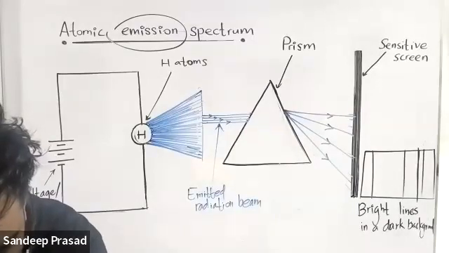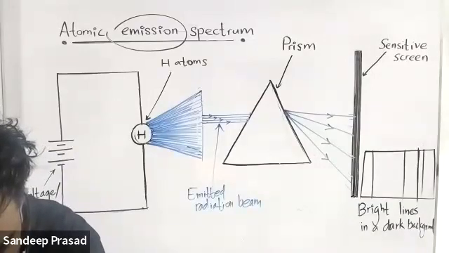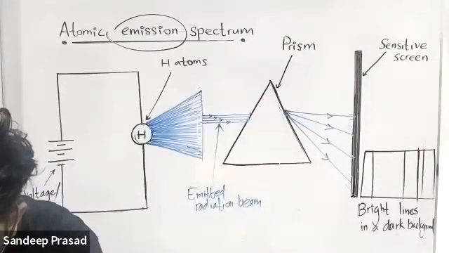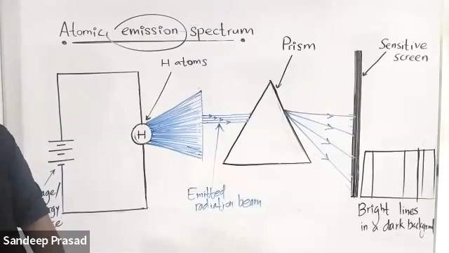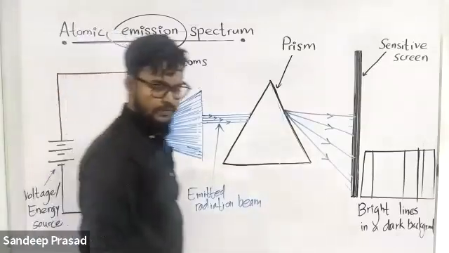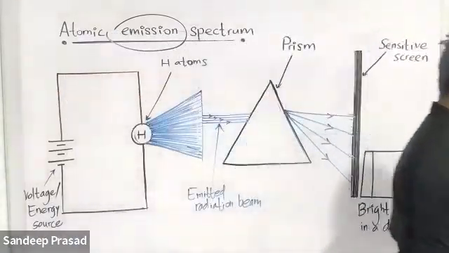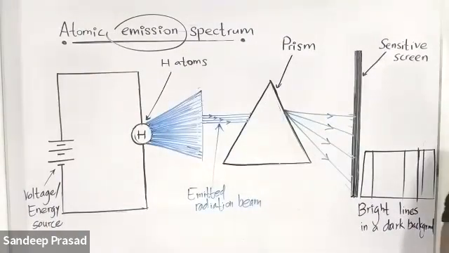So can we find a continuous spectrum in visible light also? Visible light is a continuous spectrum. Senura, visible light is a continuous spectrum.